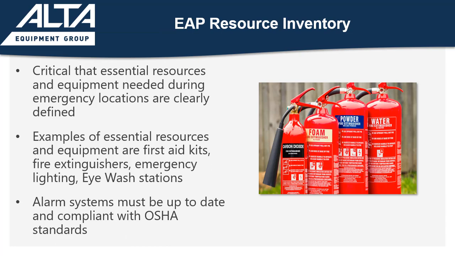It is critical that essential resources and equipment needed during emergency locations are clearly defined. Fire extinguishers must be located throughout the facility, readily accessible, kept in their designated places, and fully charged and operational. First aid kits must be readily accessible and fully stocked. Emergency exit signs and emergency lighting must be fully operational and inspected on a quarterly basis. Eye wash stations must be inspected on a weekly basis and readily accessible in case of an emergency. Lastly, alarm systems must be up to date and compliant with OSHA standards.